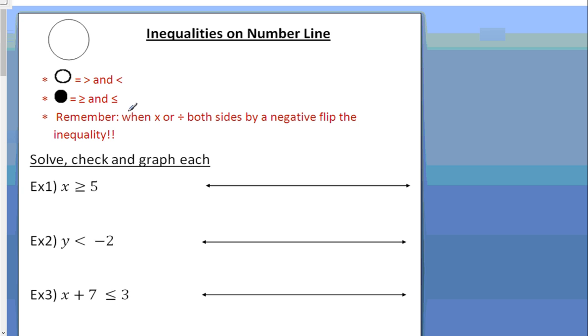So, the best way to get started on this is just to start doing a few problems. All right, so what we're going to do is we're going to say x is greater than or equal to 5. So how do I graph that? Well, the first thing I do is I look at the sign. Greater than or equal means I'm going to use a closed dot.